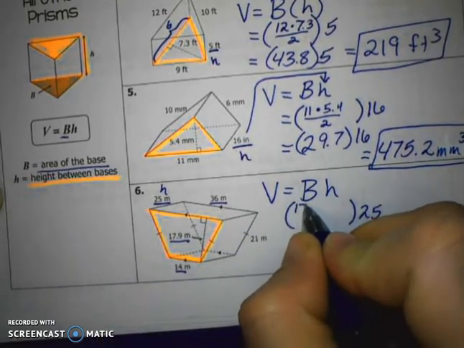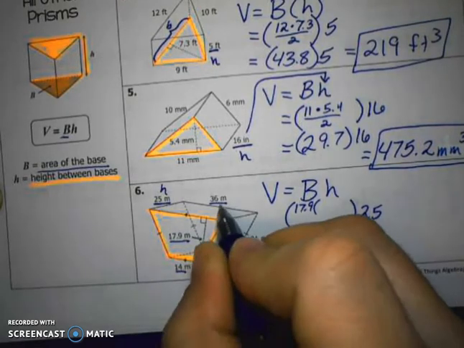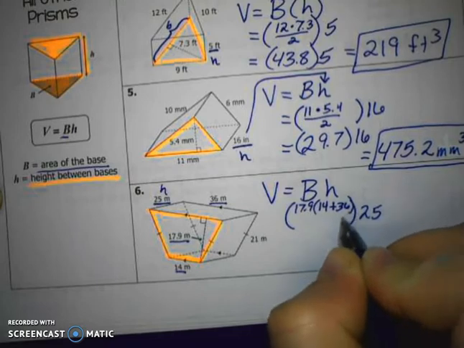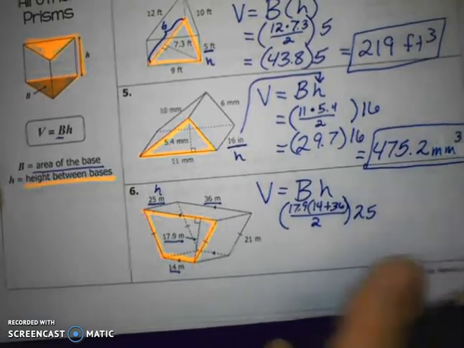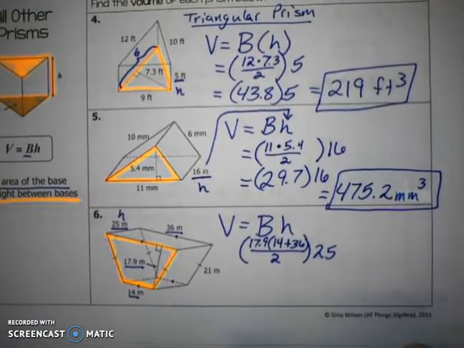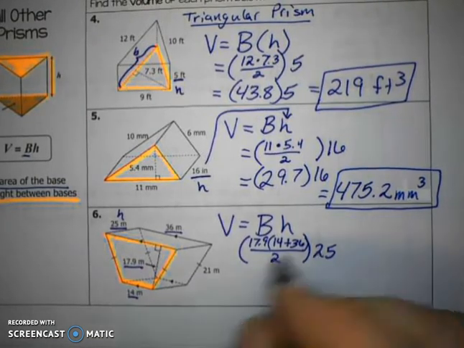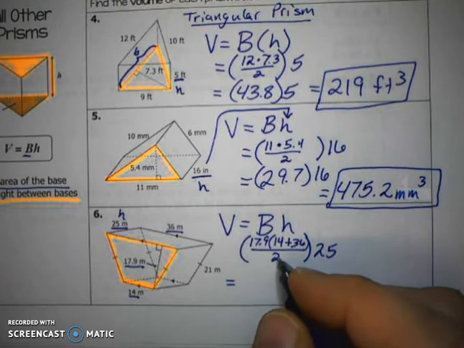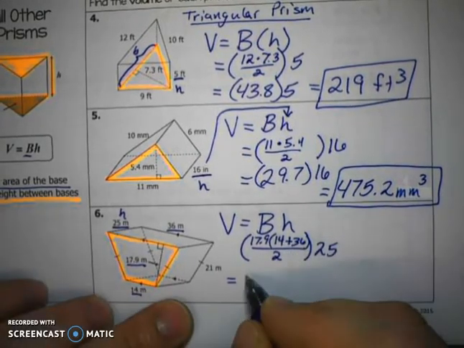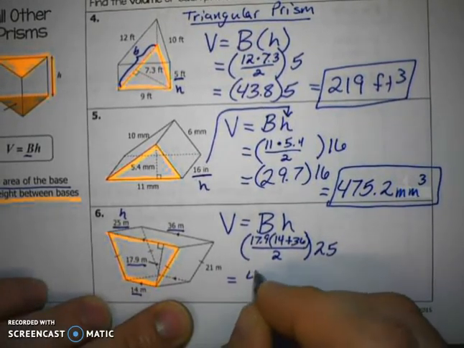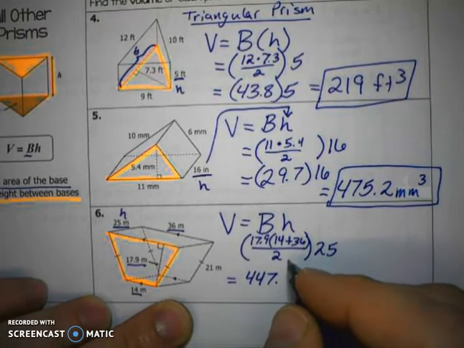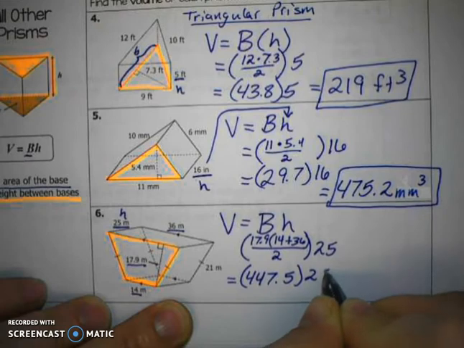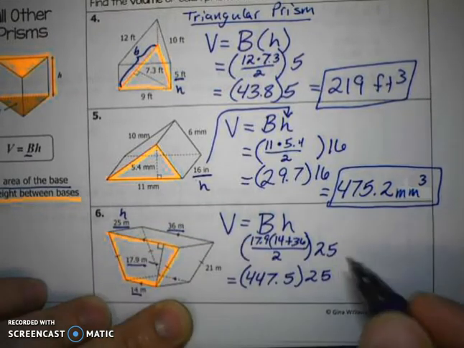So again, height times the sum of the bases, all over 2. I'm kind of writing small, I'm sorry about that. Zoom in if you need to. Okay, so when I work all this out, I get that the base area of the trapezoid, this part in parentheses, becomes 447.5, and then I need to multiply that by the height of 25 meters.